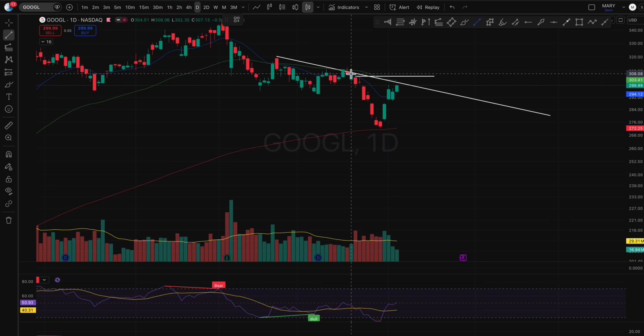So once again, break out of that 303, which is your 50 MA. You do have resistance at 306 to 308. Break out of that 308, then you're looking at this current level here, which is about 311 to 313, which is this wick.